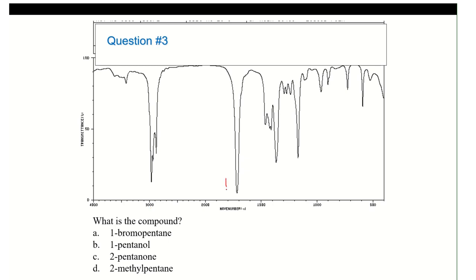Yeah, in the double bonded region we see something. There's nothing in the triple bonded region, and there's nothing above 3000. So what we're left with is an alkene or a carbonyl, and you realize that this is a very, very strong peak, so it has to be a carbonyl. So the only thing that we can think of right now is the pentanol.